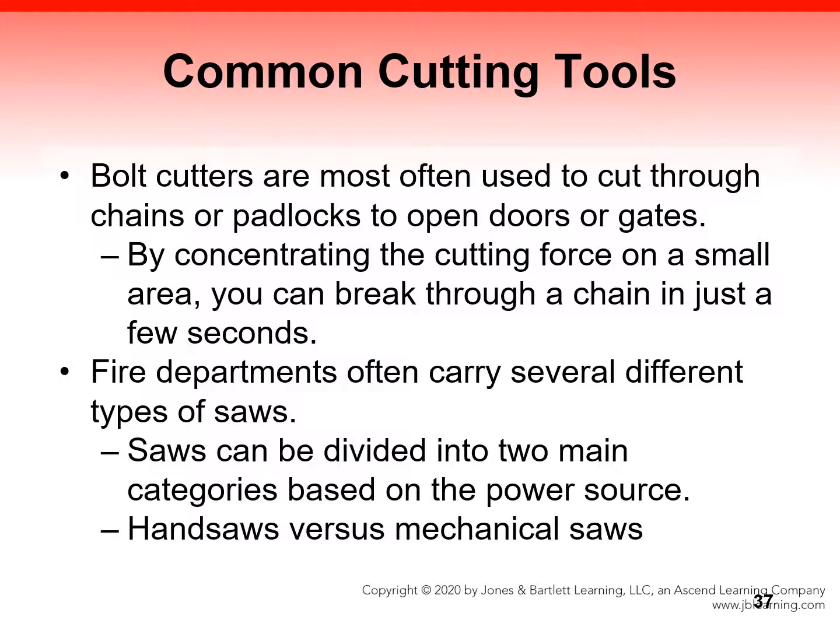Bolt cutters are most often used to cut through chains or padlocks to open doors and gates. By concentrating the cutting force on a small area, you can break through a chain in just a few seconds. Fire departments often carry several types of saws. Saws can be divided into two main categories based on the power source: hand saws versus mechanical saws. Hand saws are manually powered, and mechanical saws are usually powered by electric motors or gasoline-powered engines.